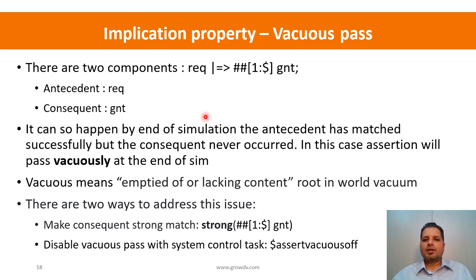But by default, the consequent has a weak type of match requirement. We will see what is strong versus weak in a bit more detail in future, but just keep this point in mind: when you have an unbounded range, it can happen that a property might show as a pass but has not really passed, leading to false coverages.